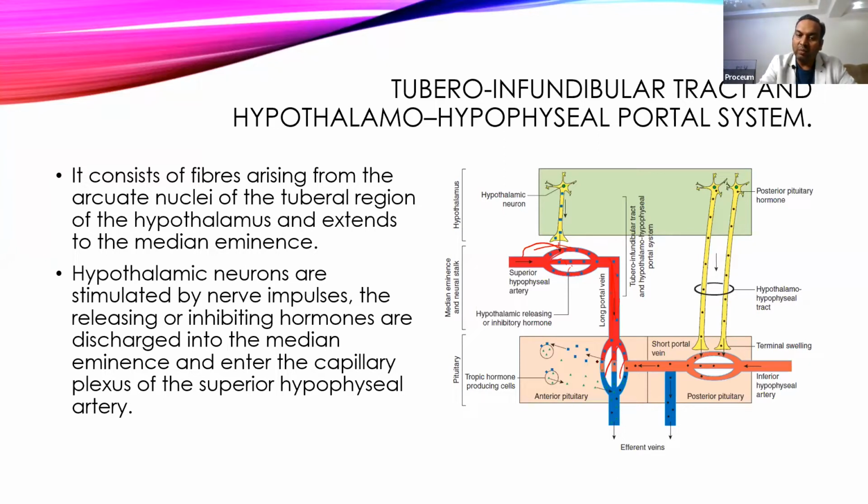Here, the anterior pituitary will be exposed to a high concentration of the hypothalamic hormones. So whatever hormones are released from here come here and then go. So a large concentration will be present in the anterior pituitary, and that will affect the functions of the anterior pituitary hormones.